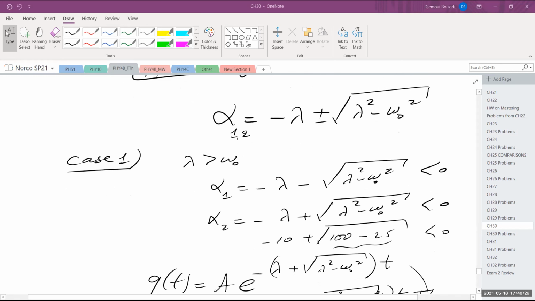So either with a minus or with a plus. Both cases are negative, as a matter of fact. Both cases are less than 0, because this is obviously less than 0. This one is also less than 0 because you have lambda and you have lambda squared.